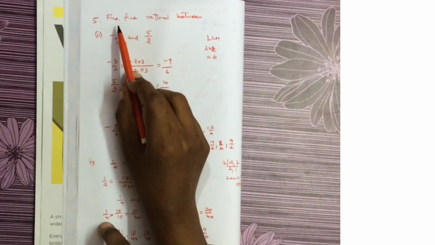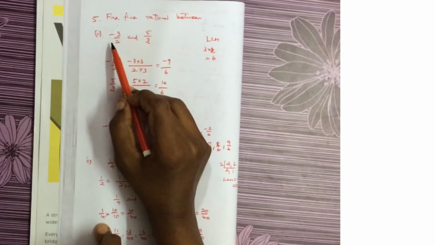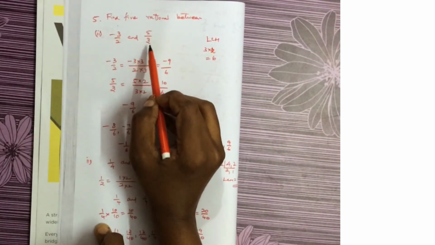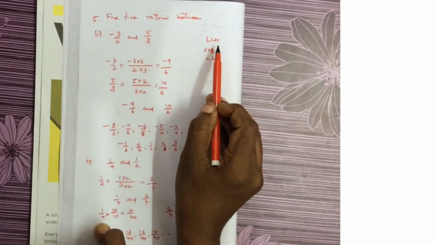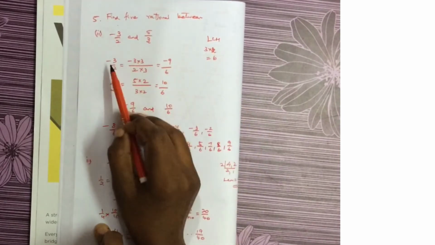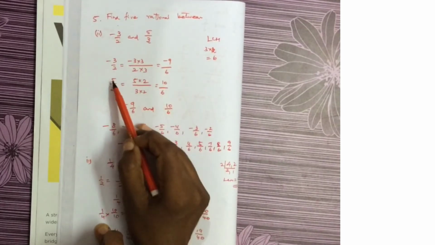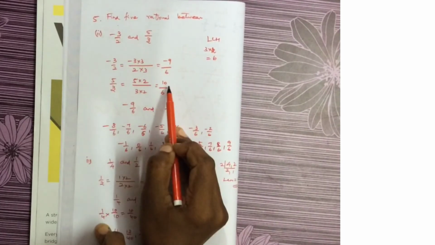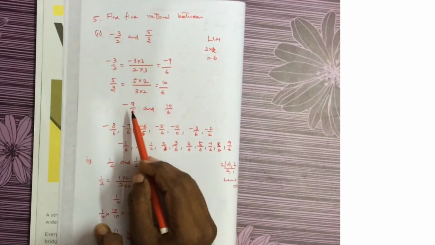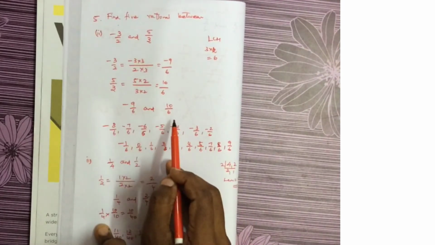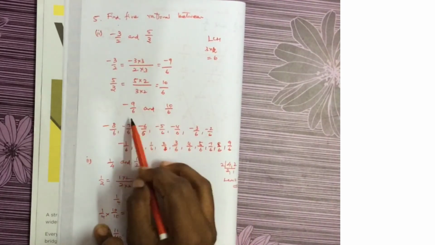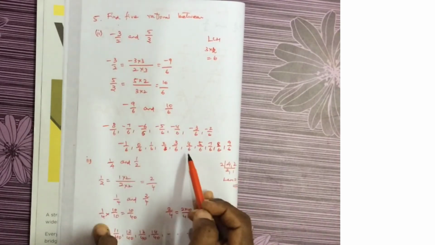The next problem is: find 5 rational numbers between -3/2 and 5/3. The denominators are different. Taking the LCM, you will get 6 here. So -3/2 can be represented as -9/6, and 5/3 can be represented as 10/6. So here it is -9/6 and 10/6. You can write any 5 rational numbers between this set of numbers.